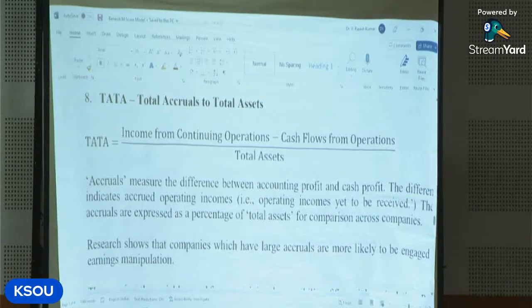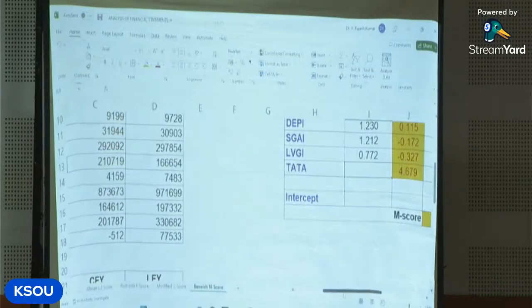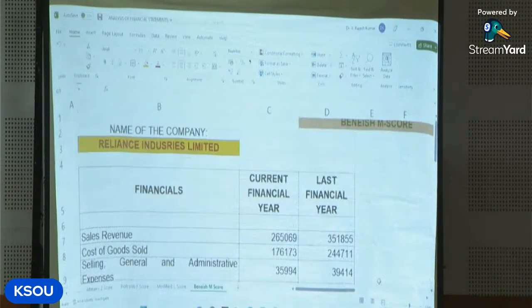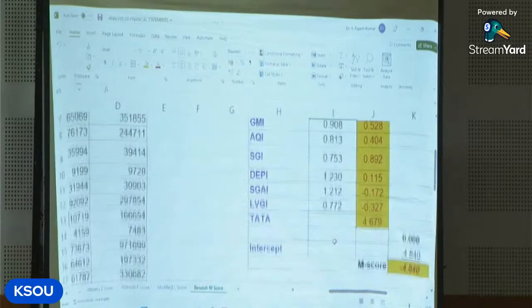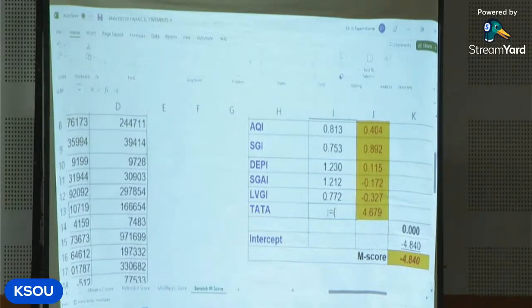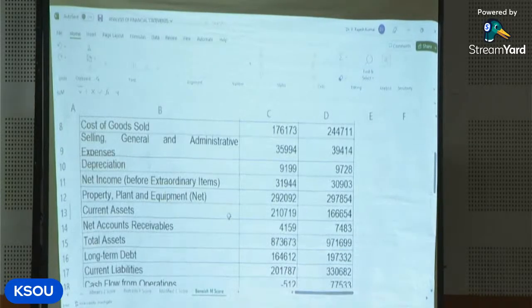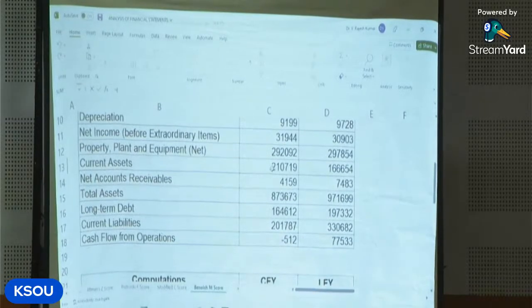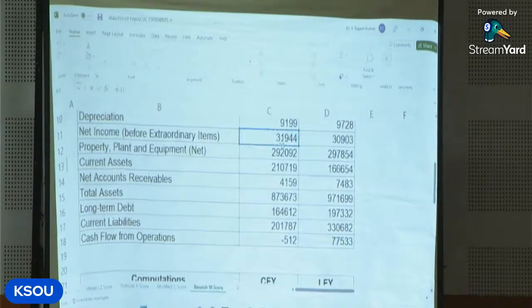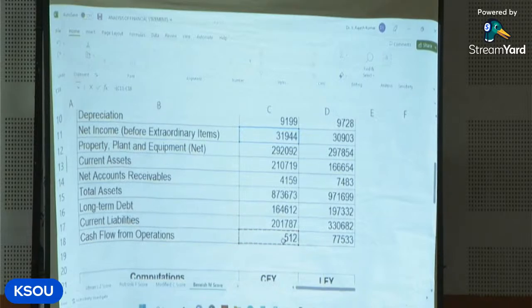So how to calculate? Income from continuing operations is nothing but net income. Net income minus, this is only for current year we take, net income minus cash flow from operations divided by total assets.